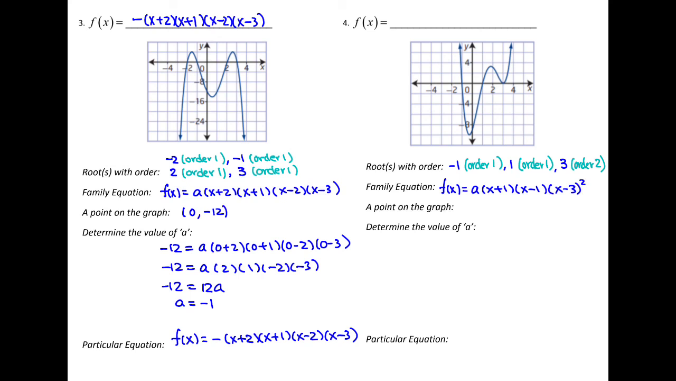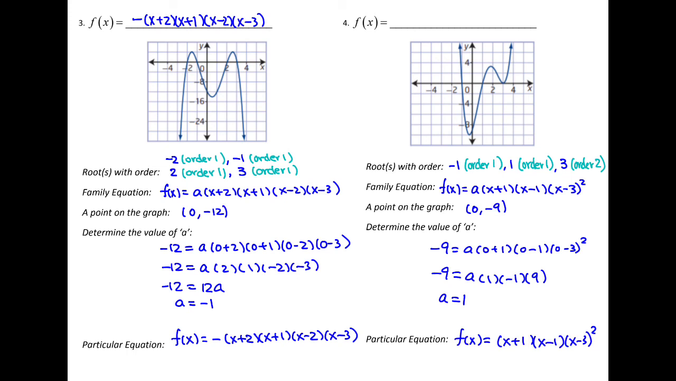Then, let's use the y-intercept to find the value of a. The y-intercept will be at (0, -9). Substitute into the family equation, then we get a equals 1. Therefore, our particular equation in factor form will be f(x) equals (x plus 1) times (x minus 1) times (x minus 3) squared. If the question wants us to find the particular equation in standard form, then all we have to do is expand the factor form to get the expanded form, which is the standard form.